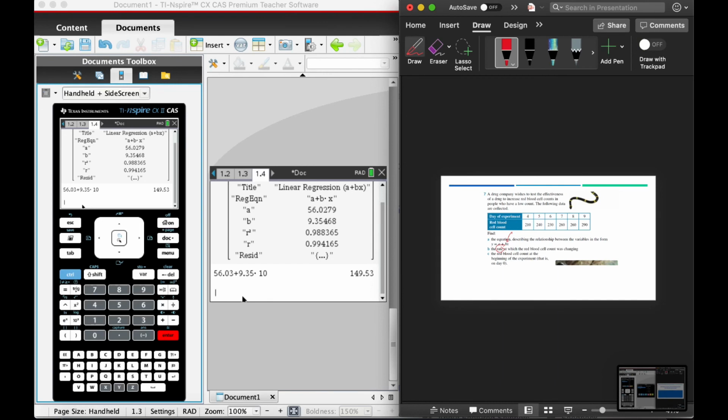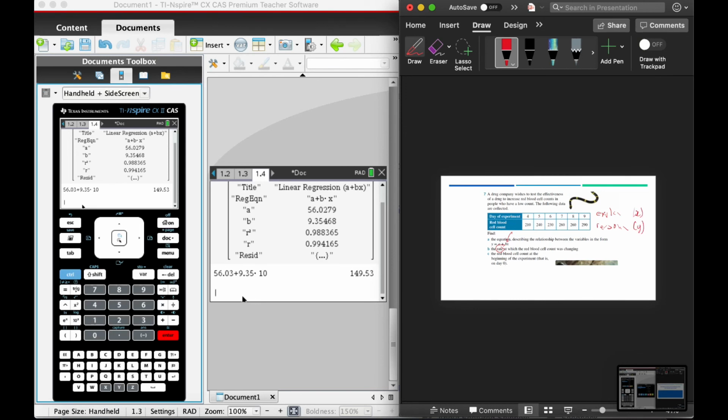So I'm just going to help you out for this over here. We need to first identify what is the explanatory variable. So in this case over here, the day of the experiment will influence how much red blood cell count you have. So this is the explanatory, and this is your response variable. Apologize for my ugly handwriting. So that's your x, that's your y.